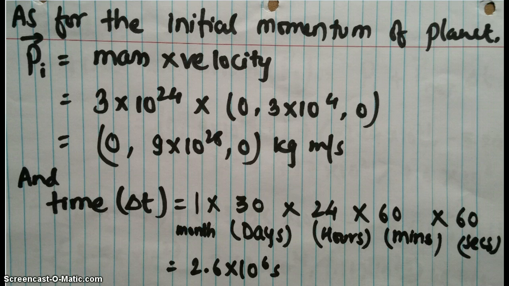And now we have to find the initial momentum. We have the mass of the body and the velocity, so we multiply mass and velocity and get the momentum. As for time, we have a month's time. Now that month has to be converted into seconds so that we can get the units right. So a month has 30 days, times 24 hours a day, times 60 minutes in every hour, times 60 seconds in every minute. Doing that, we get 2.6 into 10 to the power 6 seconds.